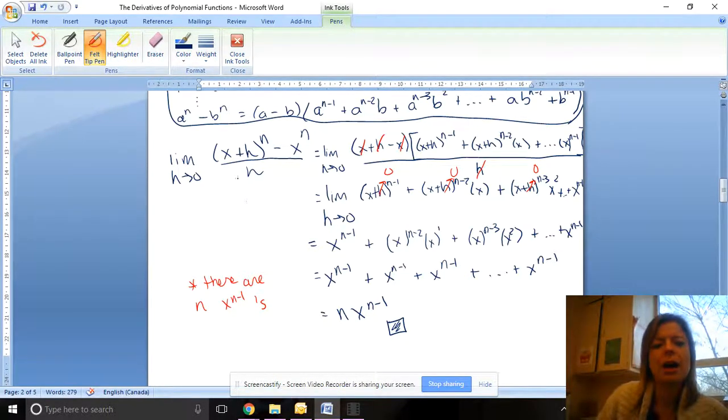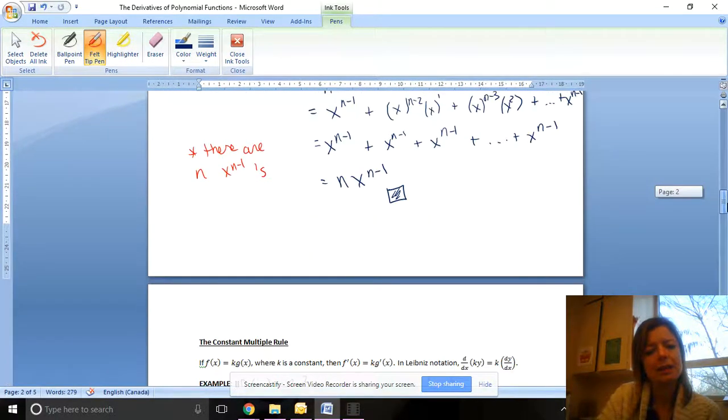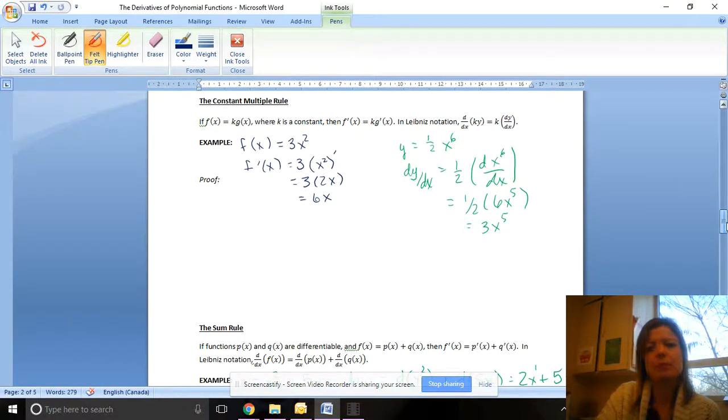Okay, so the derivative of any function x to the power n has a derivative of n times x to the n minus 1. There you go. Okay, we're going to prove still 2 more. We're going to prove the constant multiple rule and the sum rule. The constant multiple rule basically just says if you have any coefficient on your function, you can just find the derivative of the function part and then multiply it by the coefficient that was out there. So for example, 3x squared.